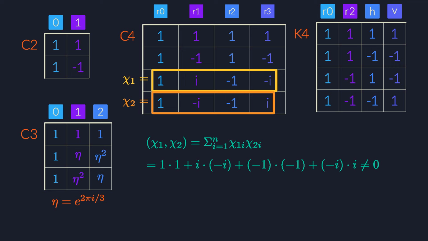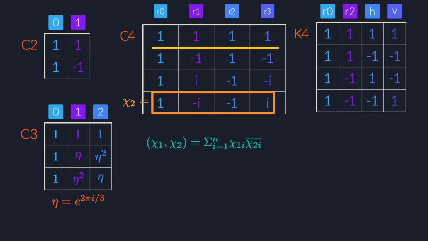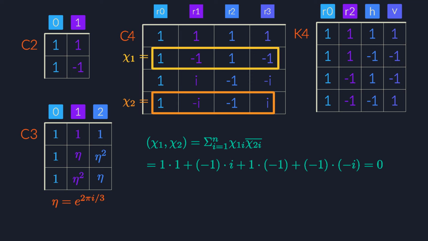But wait, remember that we are dealing with complex numbers here. So it makes sense to replace the traditional dot product with this slightly different version where you take the complex conjugate of the second number each time. When we use this more advanced kind of inner product, we do end up with 0 again. Okay, we're back in business. You can try a few more examples and you will see that it works every single time. Our new inner product, applied to different irreducible characters of the same group, always yields 0.